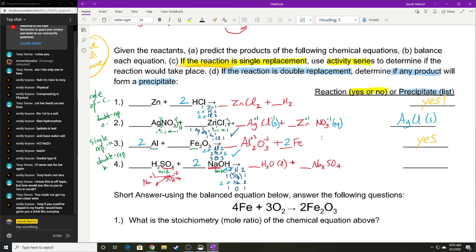And the O's are now going to be 2. It's not a big deal. Putting a 2 here is going to fix it. So if I put a 2 in front of the water, 2 times 2 is going to give me 4. 2 times O is going to give me 2. That's a 2. There we go.